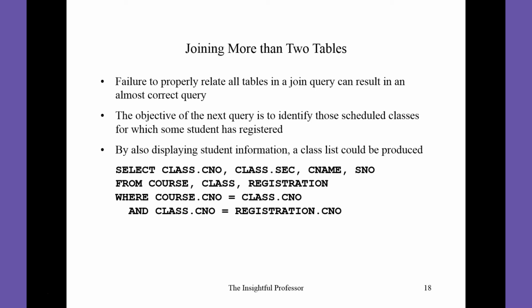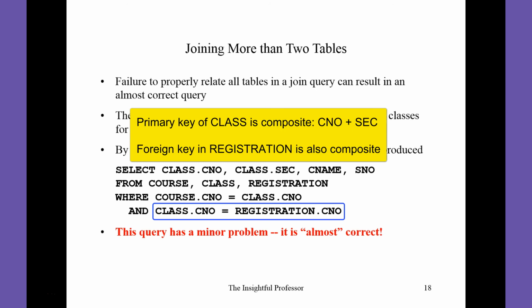The problem with this particular query is minor, but it causes the query to be almost correct. And furthermore, it can be very deceptive to a user who's unaware of this and makes decisions based upon what the query returns. This query is not properly relating class and registration. Recall that class has a composite key consisting of course number and section number, and registration has a composite foreign key consisting of the same 2 values.